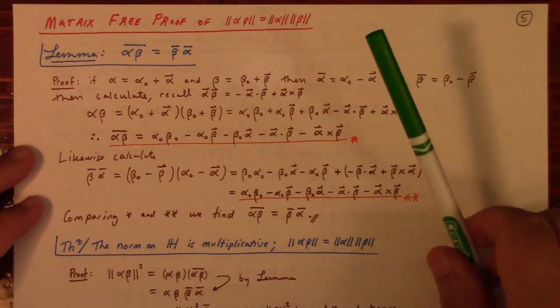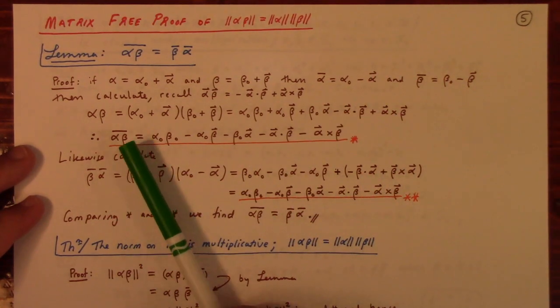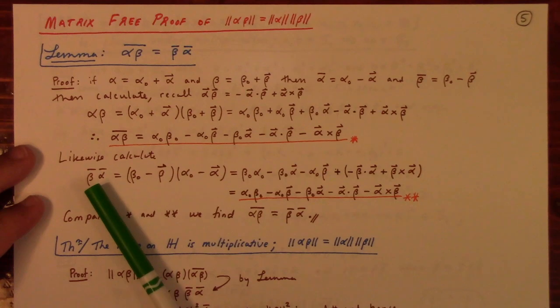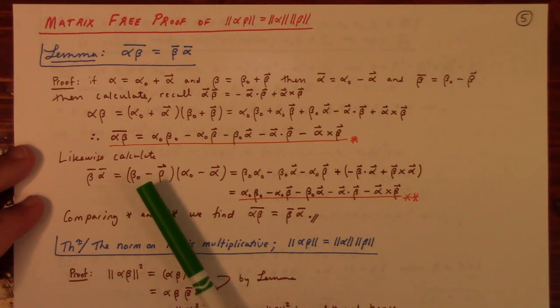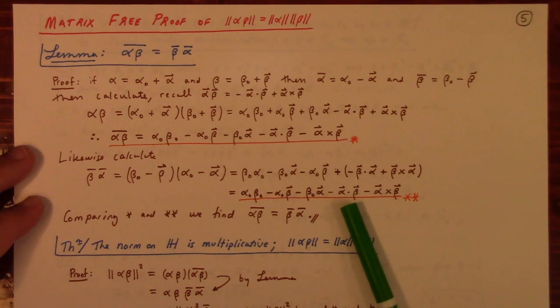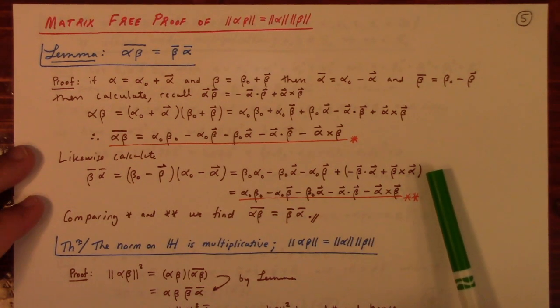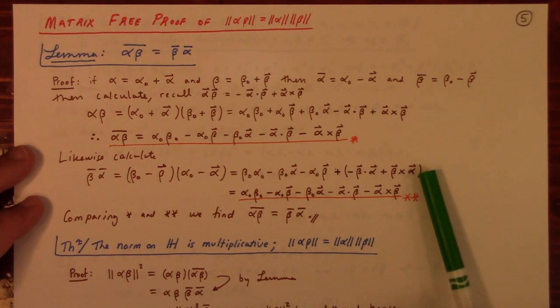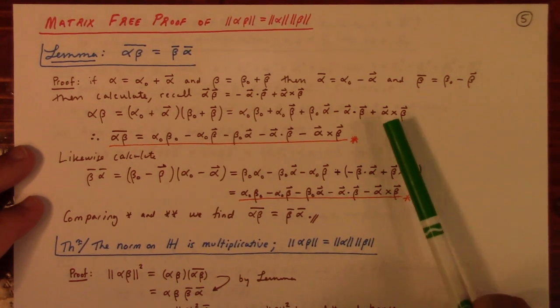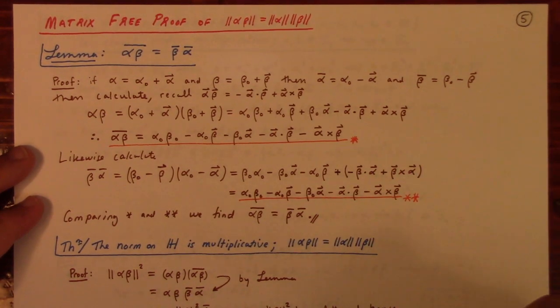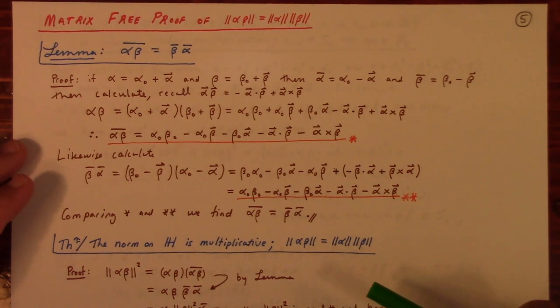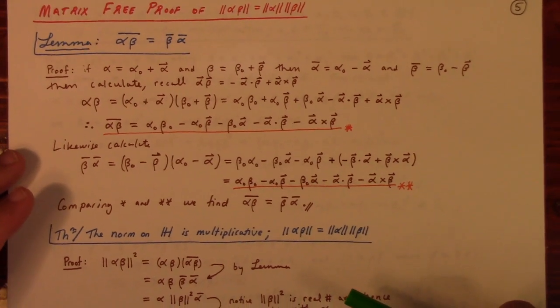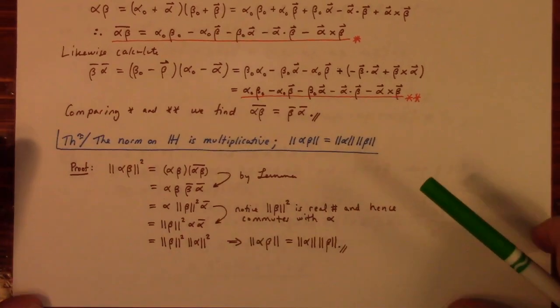So on the other hand, if we calculate beta bar times alpha bar, it's pretty much the same calculation. We get this. But notice that to make the final step, I switched the order of beta cross alpha to minus alpha cross beta because the cross product anti-commutes, and then star is equal to star star, which gives us that this is equal to that. And then once you know that the conjugate of the product is the product of the conjugates in reverse order, it all comes together pretty nicely down here.